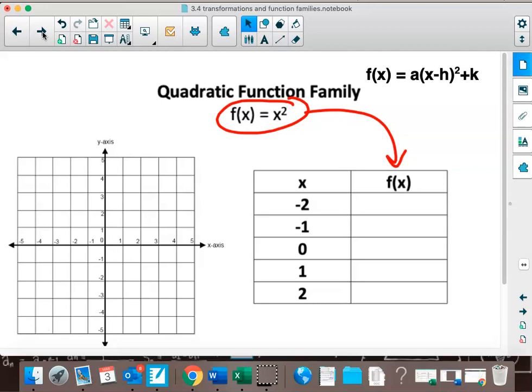Once you have your table done, check your answers with your group mates. Make sure that you all agree.